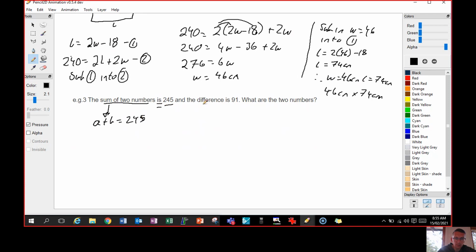And the difference is 91. Well, it's a difference of two numbers. Difference means minus. That means A take B equals 91. What are the two numbers? Well, I've got my two equations here.